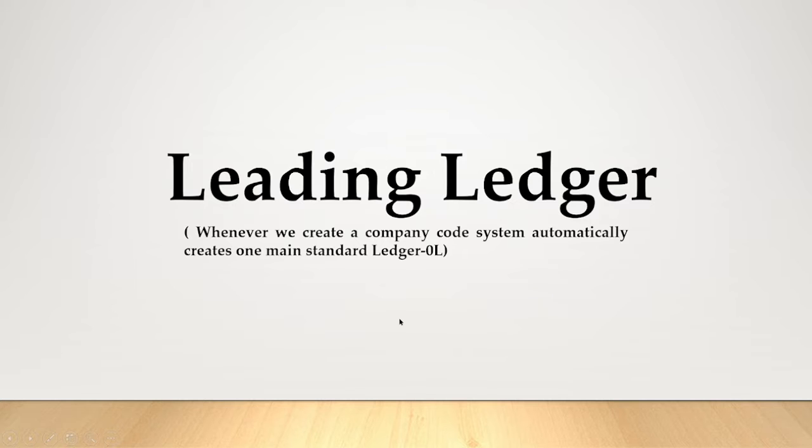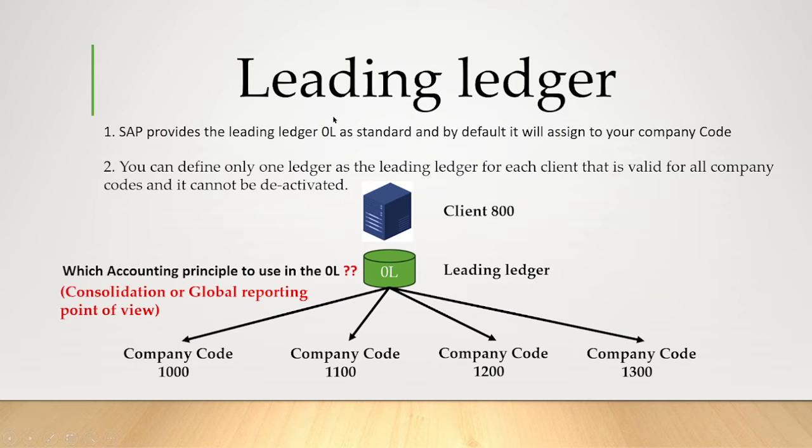Now we will see other ledgers. Now, leading ledger. What is a leading ledger? Whenever we create a company code, the system automatically creates one main standard ledger, which is indicated with 0L. This is the leading ledger. SAP provides the leading ledger 0L as standard, and by default it will be assigned to your company code. So here you need not create any leading ledger. By default the system will give you the leading ledger. It means this is system delivered. You can define only one ledger as the leading ledger for each client, valid for all company codes, and it cannot be deactivated.